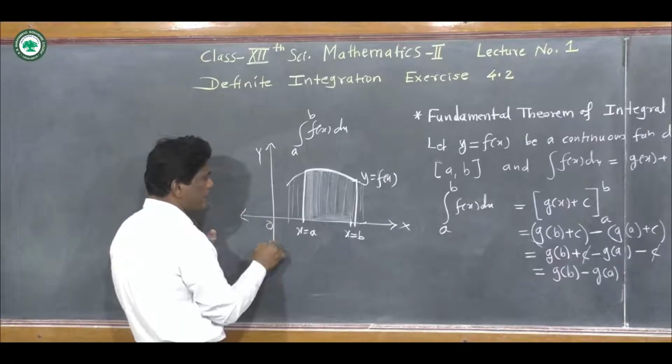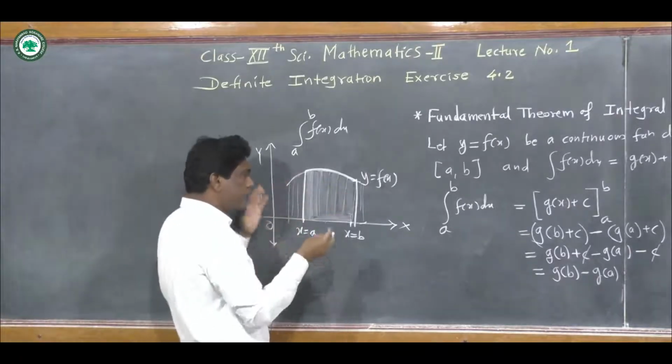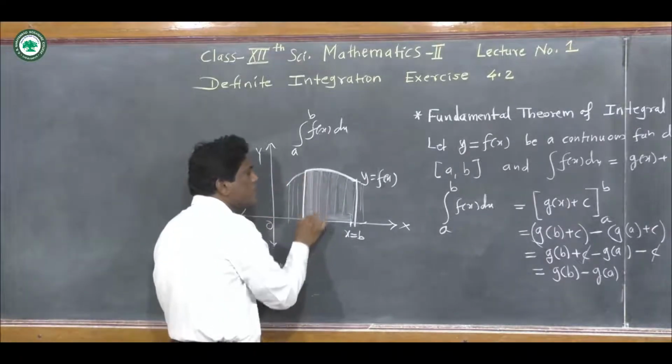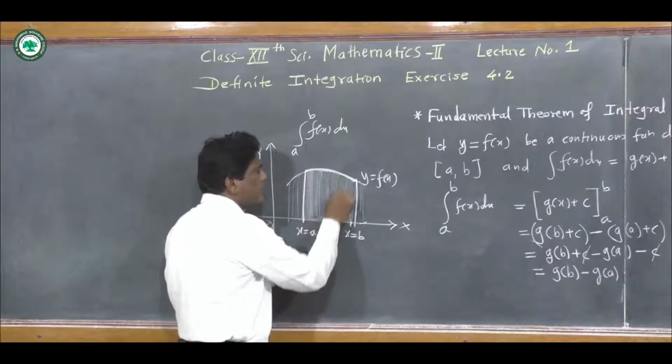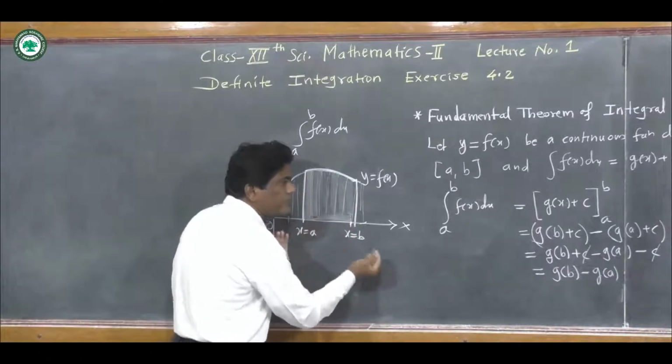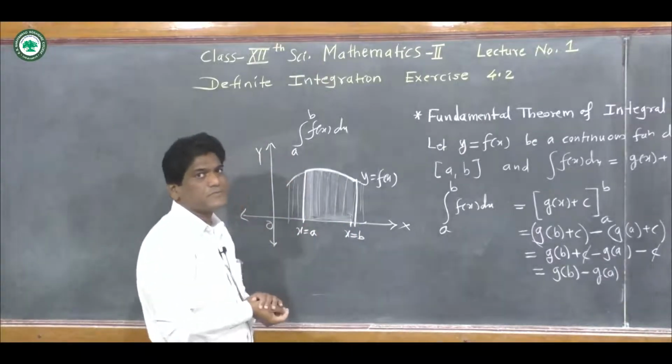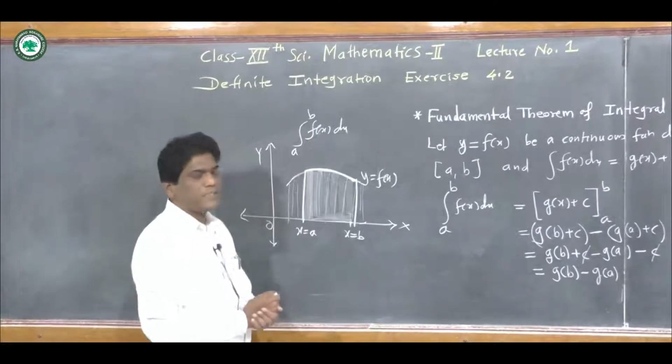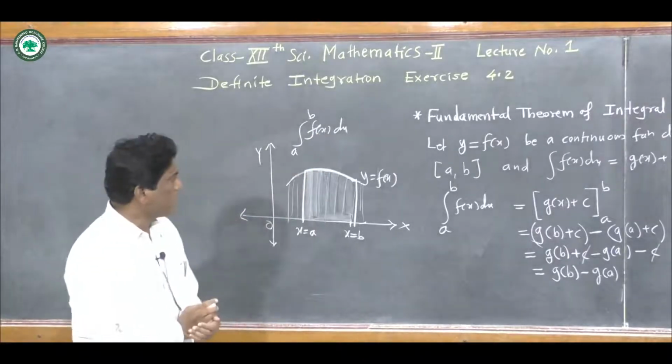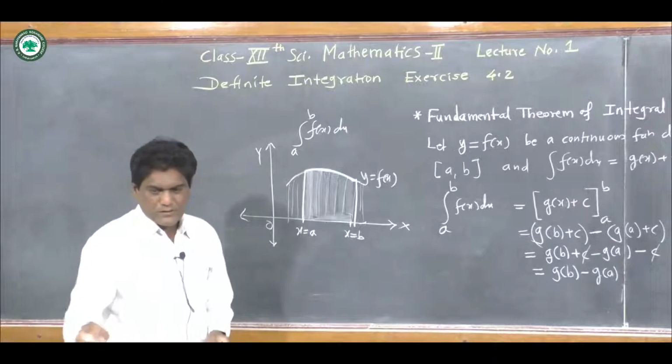This is the geometrical meaning. Means this area we take the sum of these small parts from a to b. This is definite, this is a fixed value. So this is the geometrical meaning of integration from a to b f of x dx.